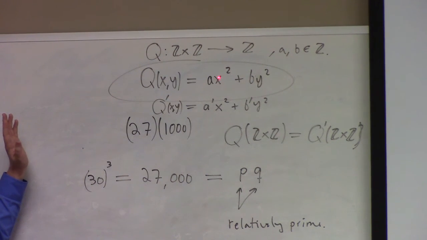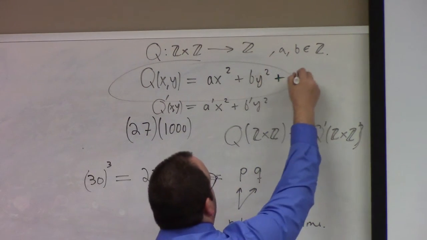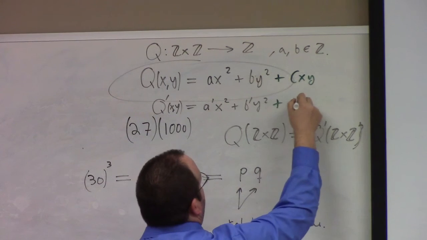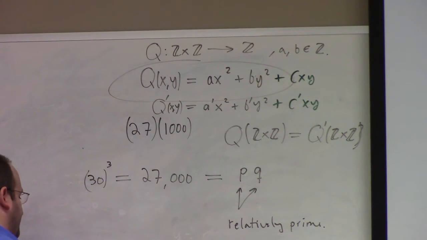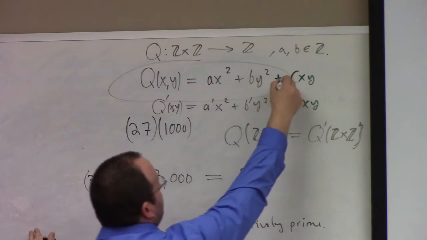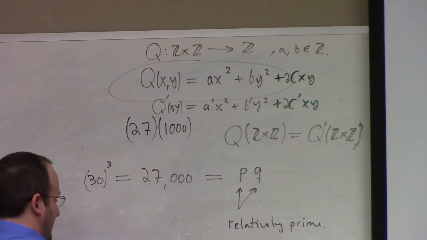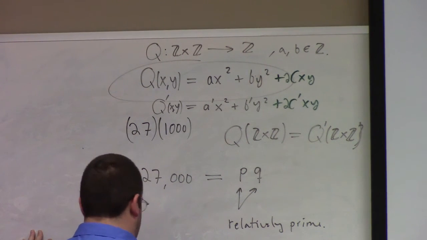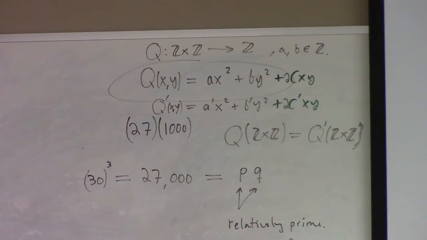So it turns out that if you look at the matrix of these, oh, I'm missing something. Too simple. There's also a cxy term. So it turns out that if the determinant, and let's put a 2 here just to be not weird, of the matrix A, C, C, B is equal to the determinant of A prime, C prime, C prime, B prime, then these two quadratic forms take on the same values. Because basically, this just amounts to a change of variables for the other one.